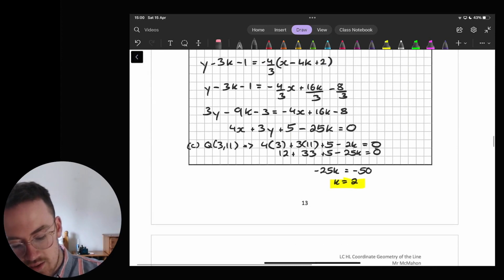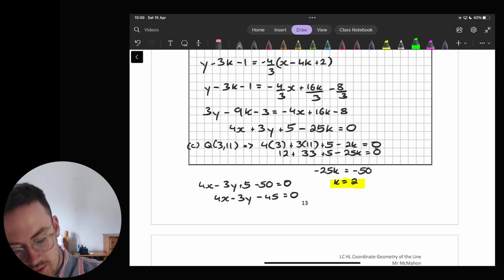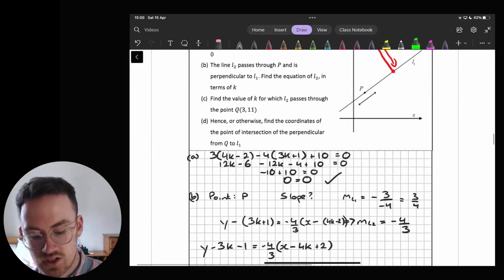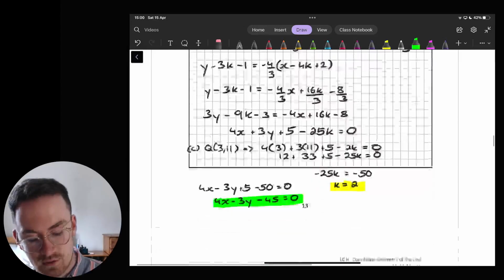So taking my 4x plus 3y plus 5 minus 50 equals 0, tidying this up, 4x plus 3y minus 45 equals 0. Okay, that's going to be my first line. The other line I would need to use in my simultaneous equation to find the point of intersection will be L1, which is this one here, 3x minus 4y plus 10.